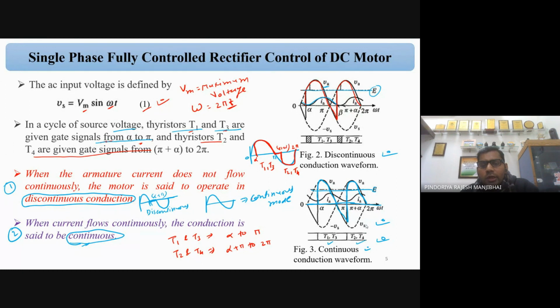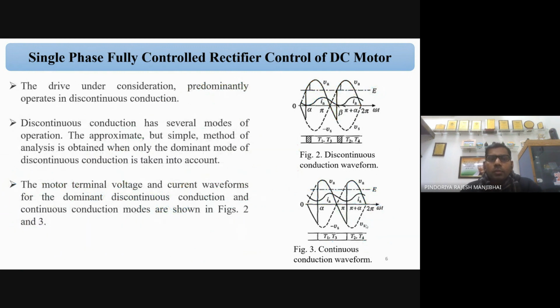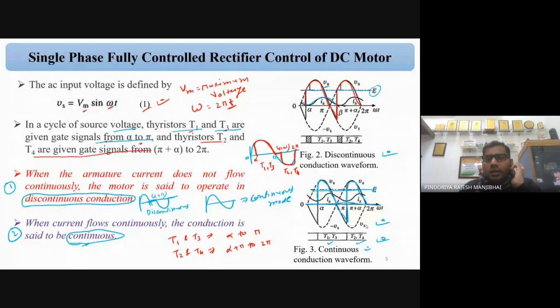I hope you already know this concept, but it is the most important concept for controlling the speed of the DC motor. Okay, any confusion in this slide? Any confusion?